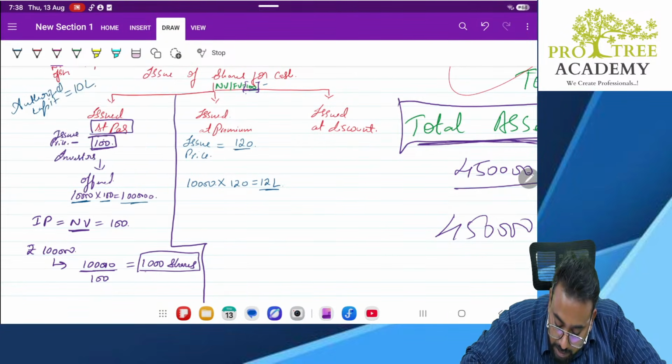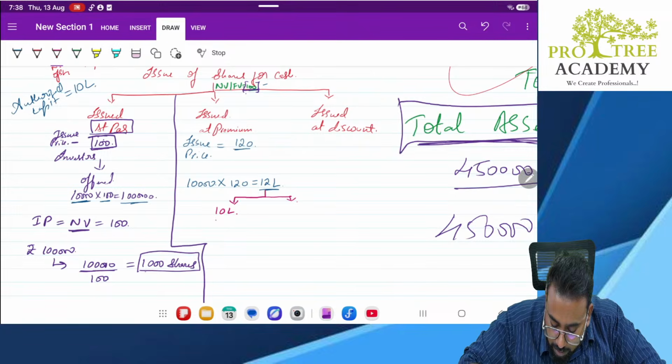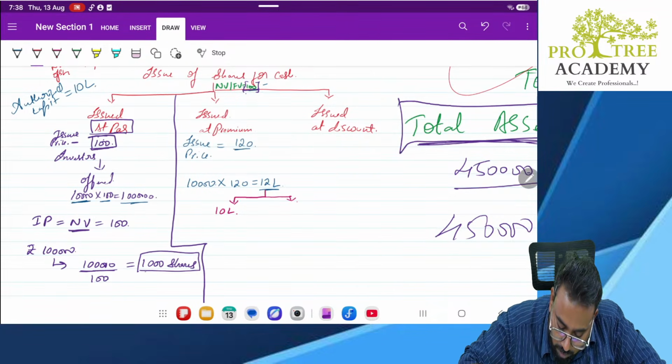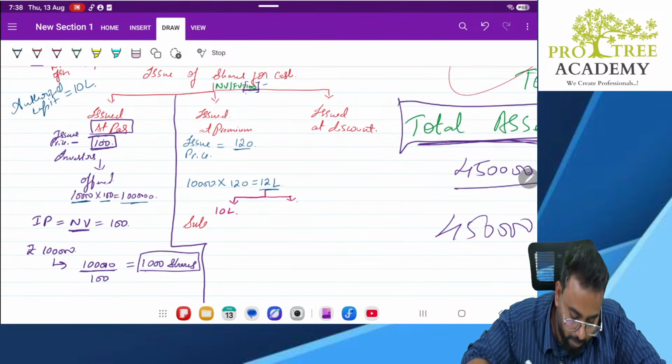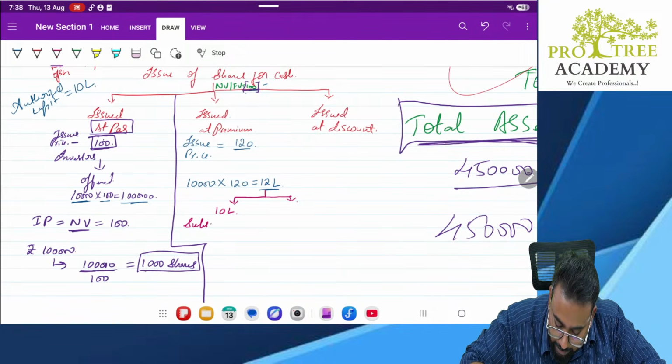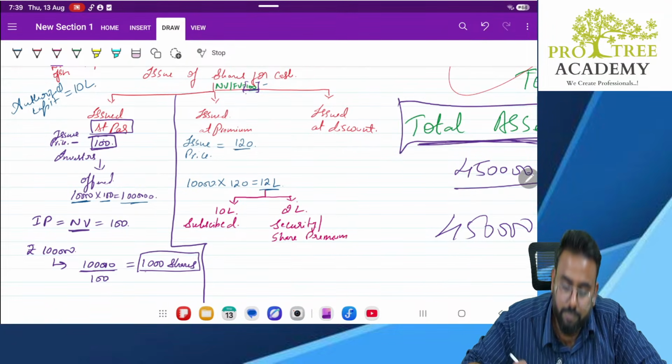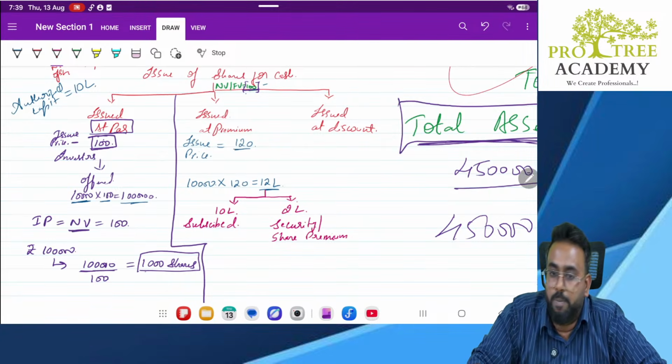Now, this 12 lakhs is split between two. What two, sir? 10 lakh is our, sorry, not nominal, it is our subscribed capital, our actual subscribed capital. Sir, what happens to the remaining 2 lakhs? This remaining 2 lakh is called security premium or share premium. Sir, what do you mean by security premium, share premium?